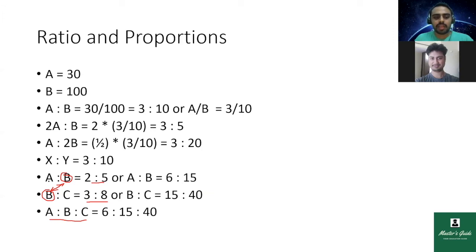So multiply A is to B by 3. If I multiply the numerator and denominator of A is to B by 3, I get 6 is to 15, and I multiply B is to C by 5, so I get B is to C as 15 is to 40. Now I have 15 and 15 equal, so I can write directly 6 is to 15 is to 40, which is A is to B is to C. This concept you would most probably use to solve some kinds of problems.